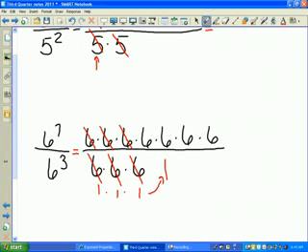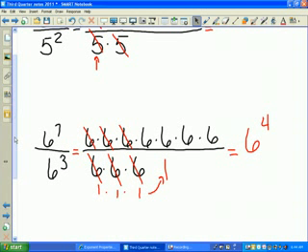But how many 6's are left? Hopefully you said 4 of them. So we can say 6 to the 4th power. If you wrote 6 to the 4th power over 1, remember, anything divided by 1 is going to be itself. So I can leave it as 6 to the 4th.